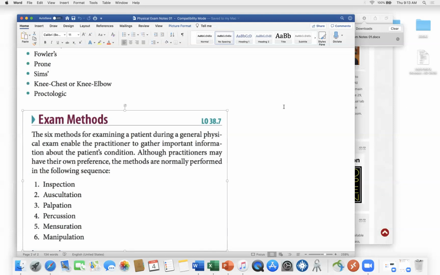Now, the examination methods, what are they? This is a head to toe assessment, but we always start with inspection, and that is when you just meet your patient and say hello to them and identify yourself, and you look at them. How's their skin? How's their hair? How is their personality when they're meeting you? Are they too friendly? Are they not friendly enough?